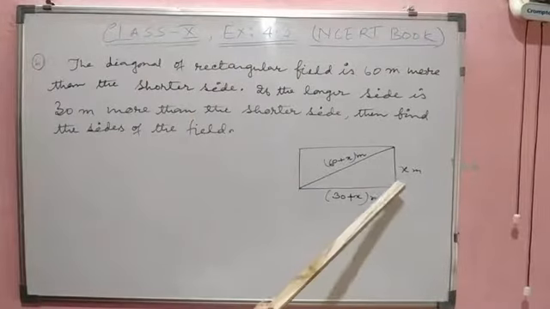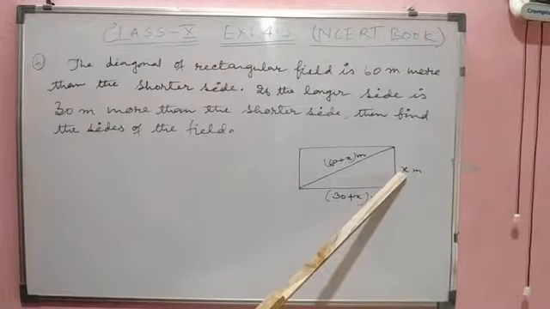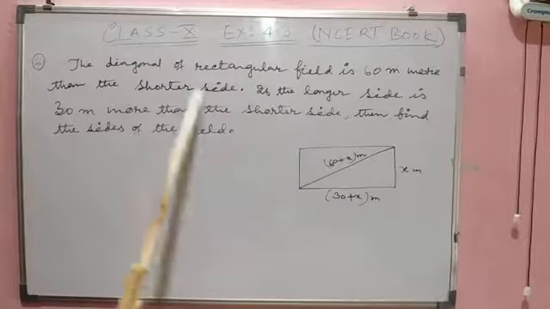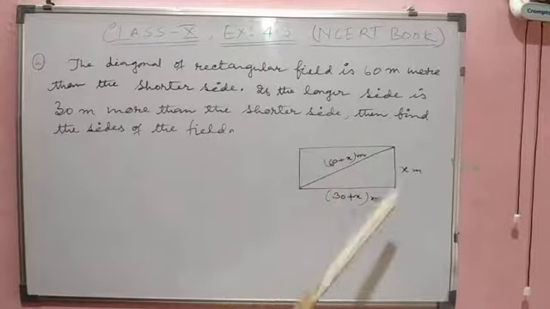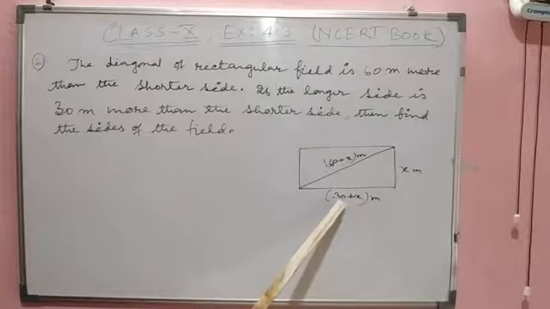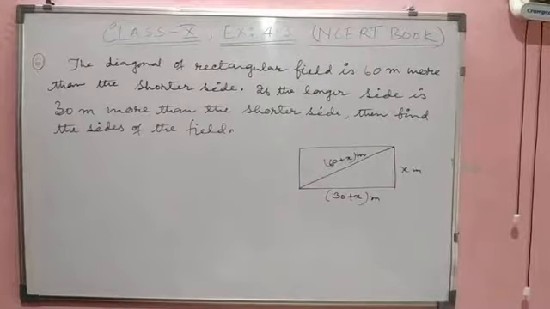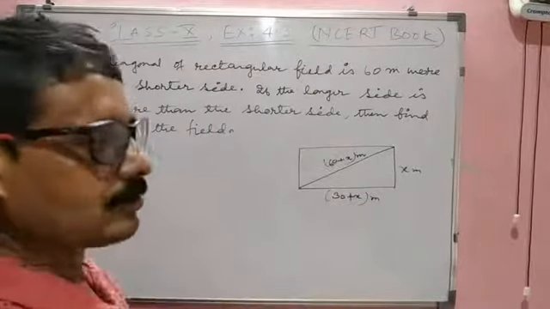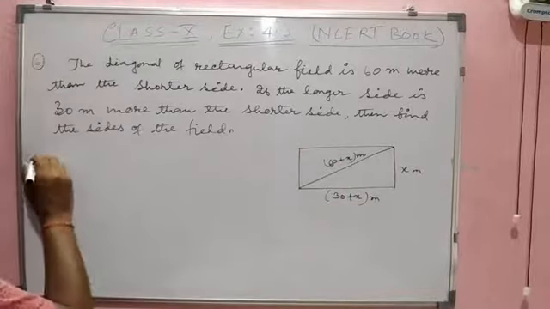That means the shorter side, the breadth, we have taken as x meter. So the diagonal will be 60 meter more, that is 60 plus x, and the longer side, that is the length, will be 30 meter more, 30 plus x. So if we apply the Pythagoras theorem here, we can solve this one. Let us see how to write.